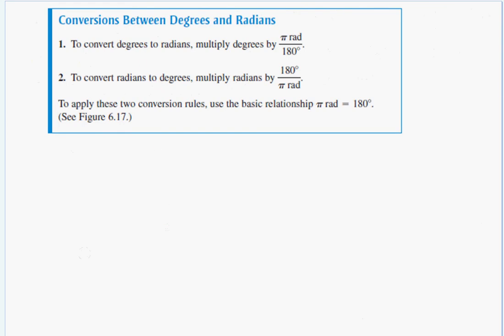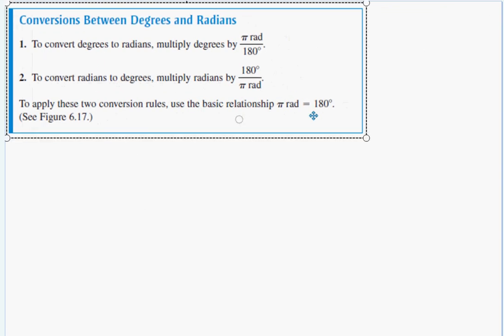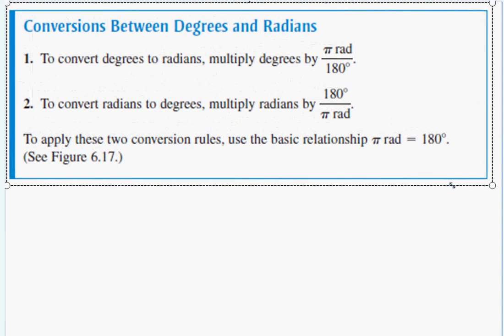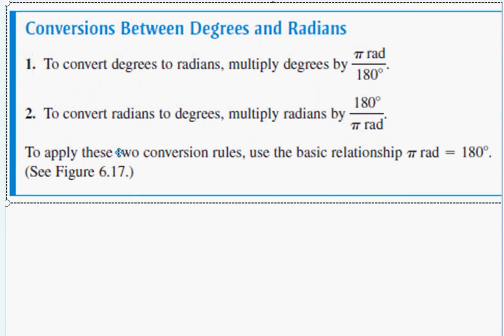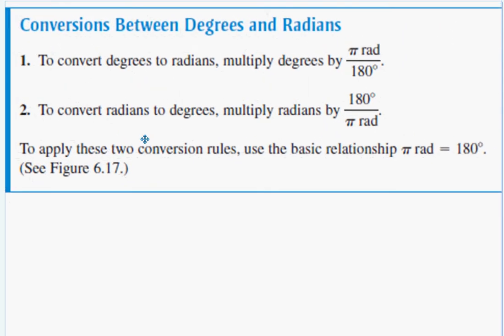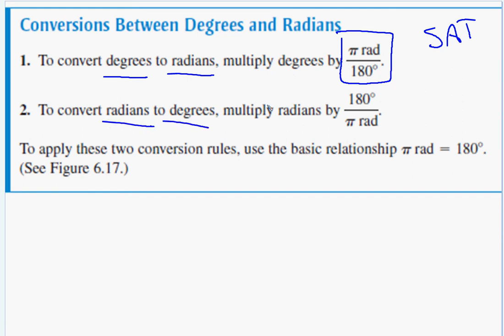Converting between radians and degrees. It's actually a very simple formula. And let me take a moment to say this is something that could be on the SAT test. Every now and then, a student on the SAT test will get a conversion question, usually from degrees to radians. And notice here, to convert degrees to radians, it's pi radians over 180. If we're converting in the other direction, radians to degrees, we just flip it upside down.